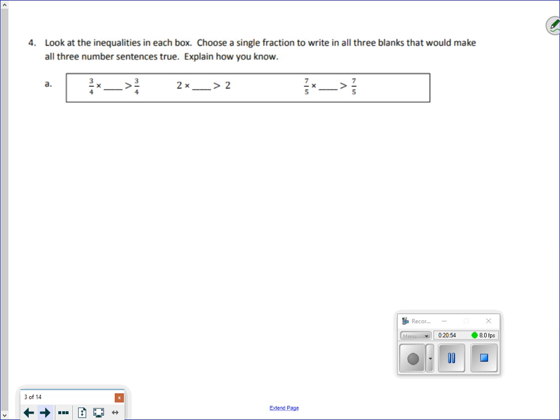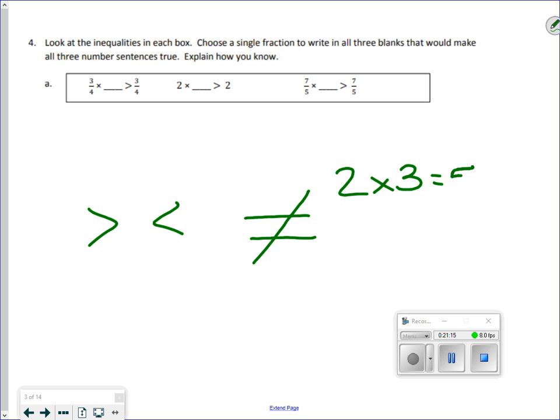Look at the inequalities in each box. Inequalities just mean when you've got greater than or less than. That's all that means. When you see the word inequality, that just means something is not equal. If you ever see me writing something like that, that means not equal. Because sometimes on your test, I see things that look like this, and I'll go, 2 times 3 does not equal 5. That just means not equal. So inequality, this or this.